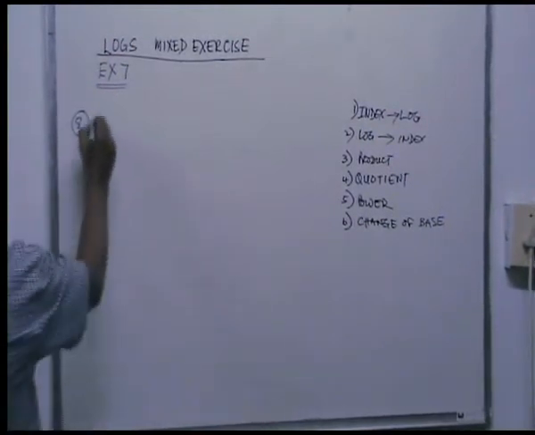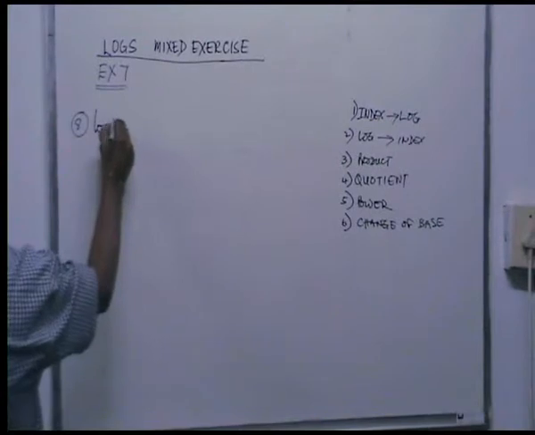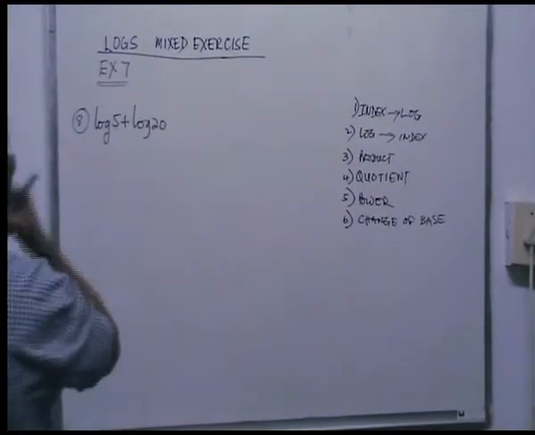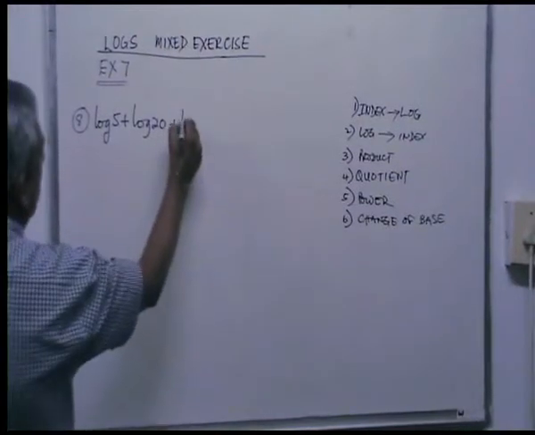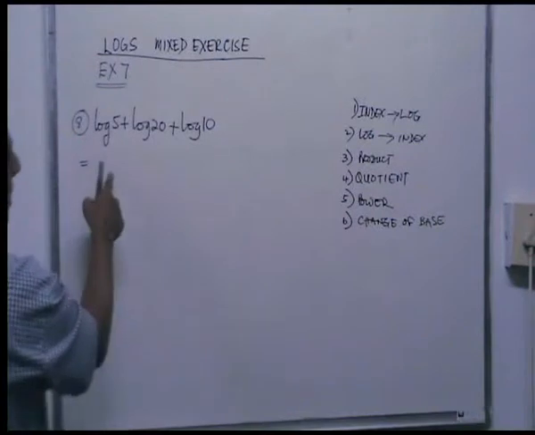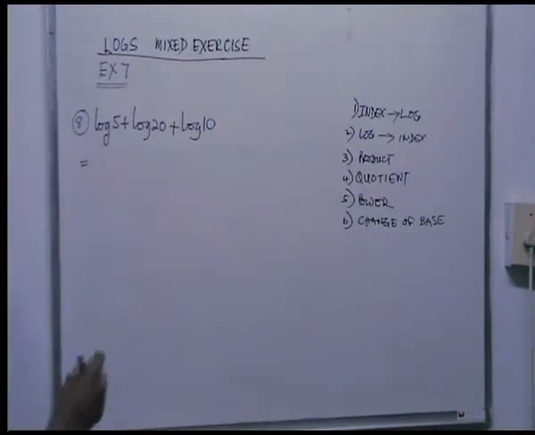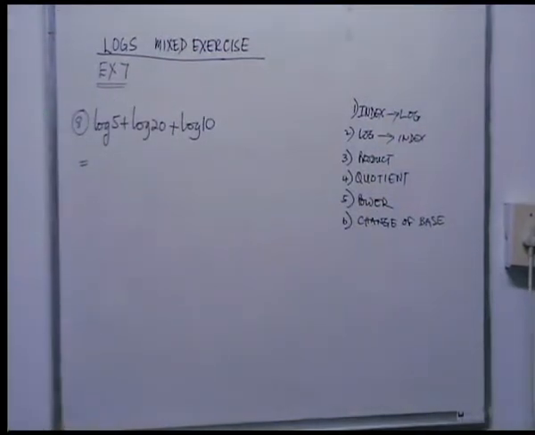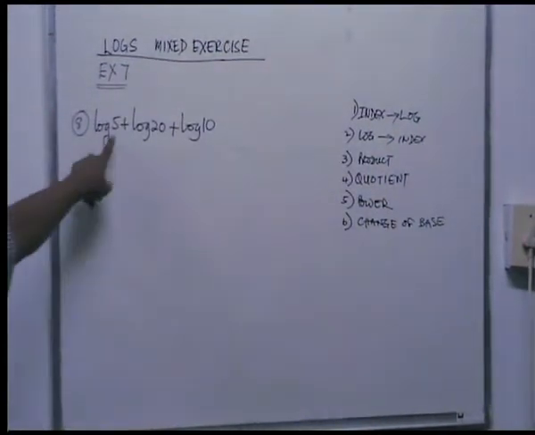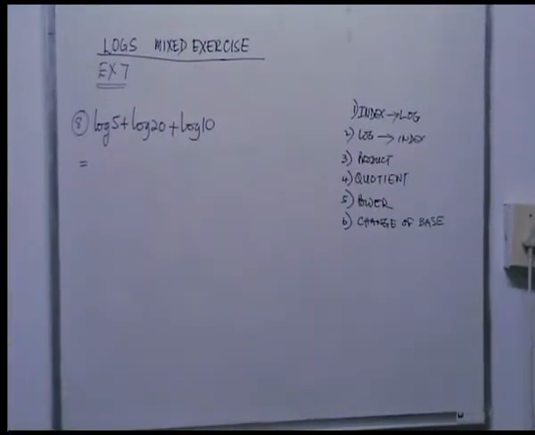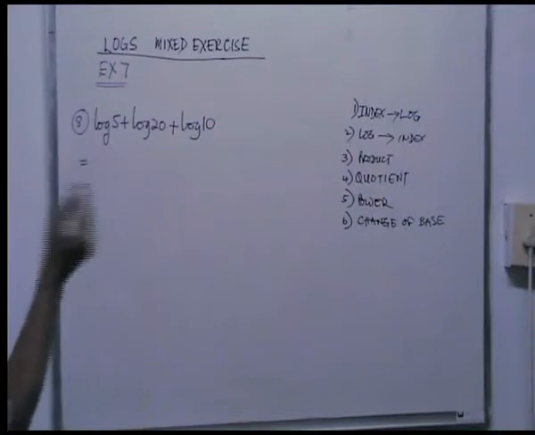Right, now we have number 8, log of 5 plus log of 20 plus log of 10. Well, this is number 3, because the product law applies, because all the bases are the same. Now you can't see the bases. The bases are understood to be 10. So you are allowed to multiply it.